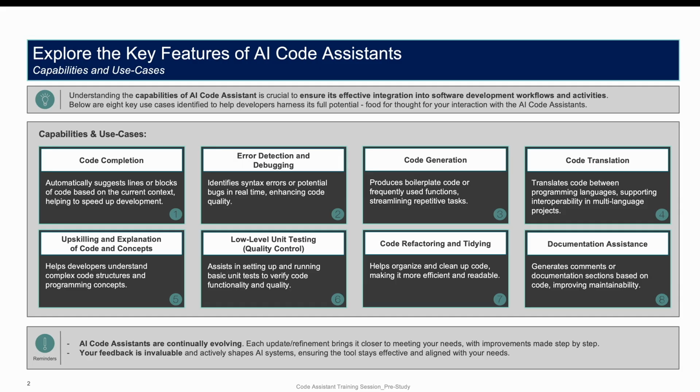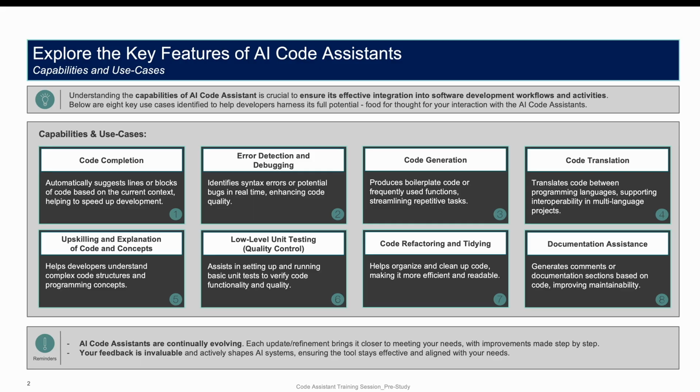And in this context, low-level unit testing, where AI assistants can assist within this testing process, helping to set up and run basic unit tests to verify code functionality and also quality of it. This can be particularly helpful for ensuring the basic functionality of newly written functions. So it provides you usually with direct feedback, or feedback in general, on their correctness. Then you see 2 more to go.